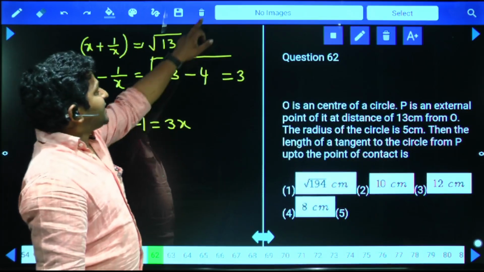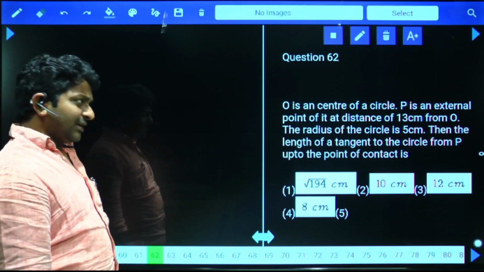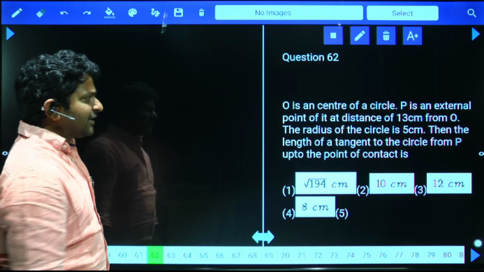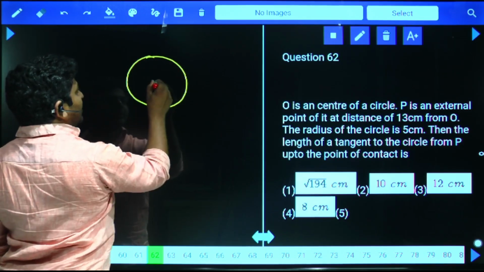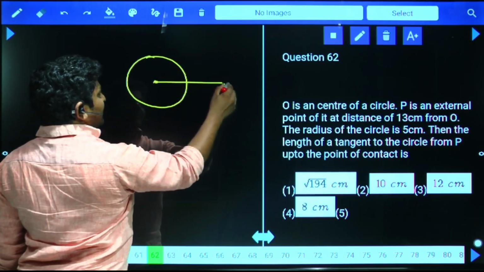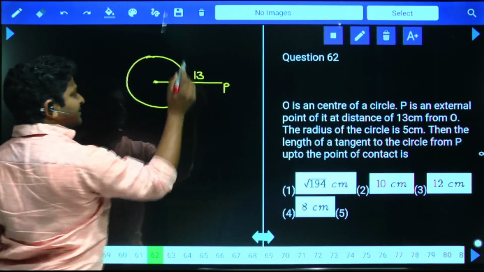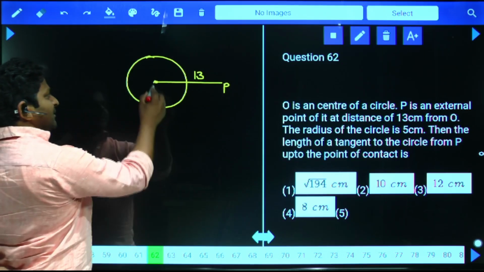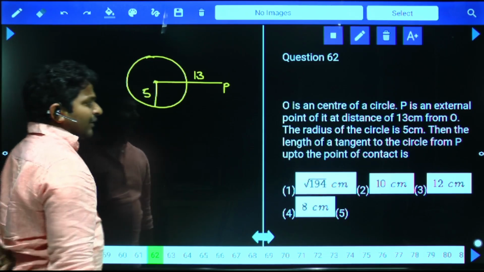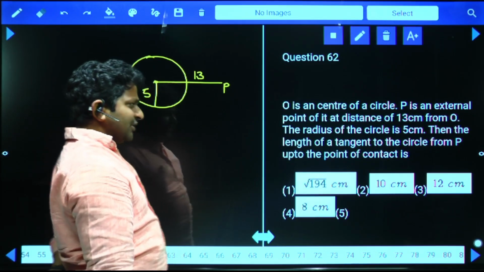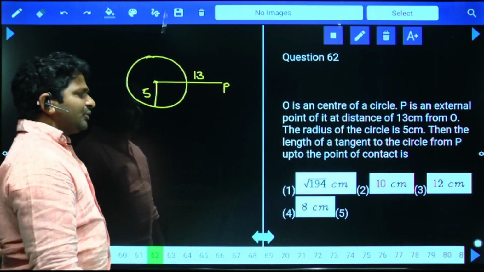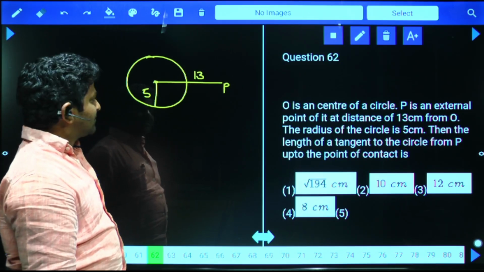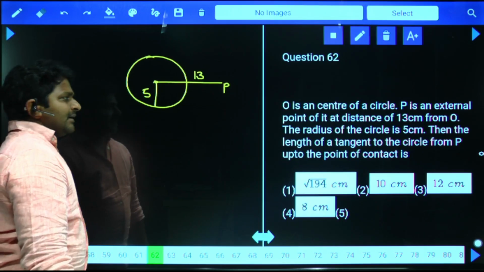Next. O is a center of a circle. P is an external point of it at a distance of 13 centimeters from O. Okay. Now, this is center O. P is here. And distance of 13 centimeters. And then radius of the circle is 5 centimeters. Radius is 5. And then what is the length of the tangent? Length of the tangent to the circle from P up to the point of contact. A distance of 13.